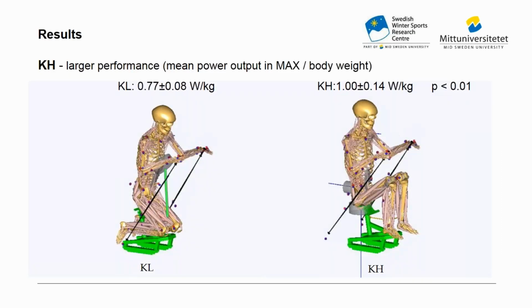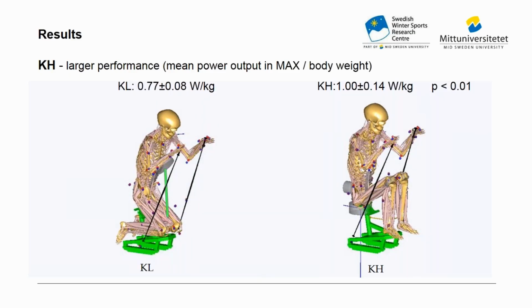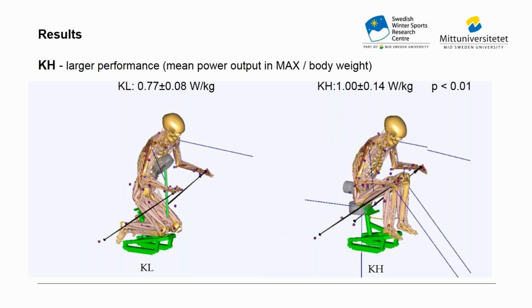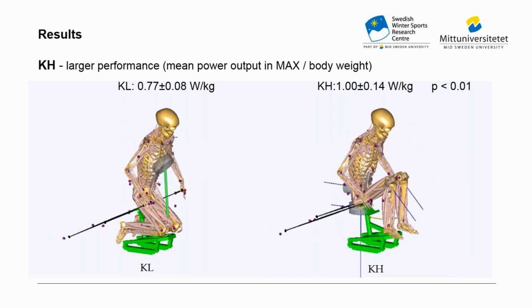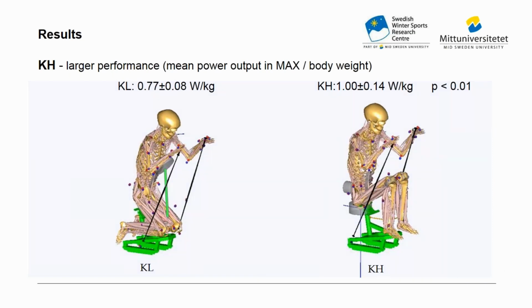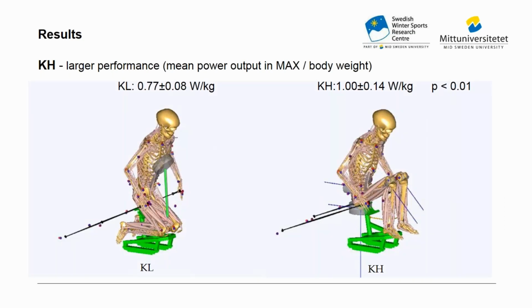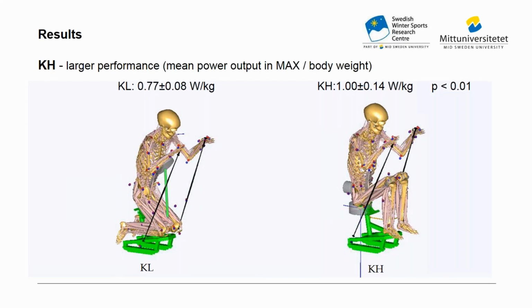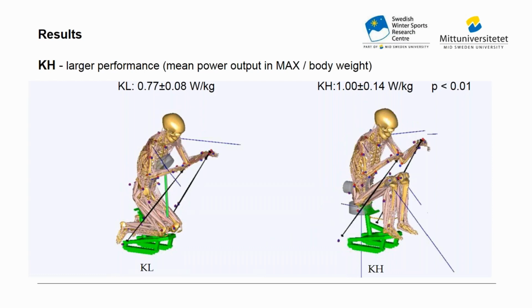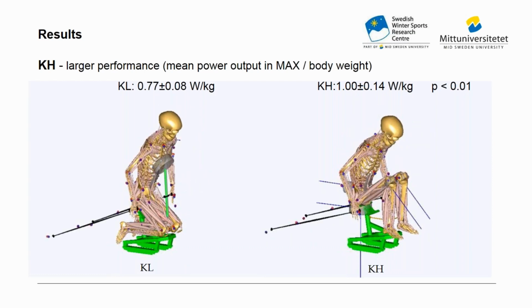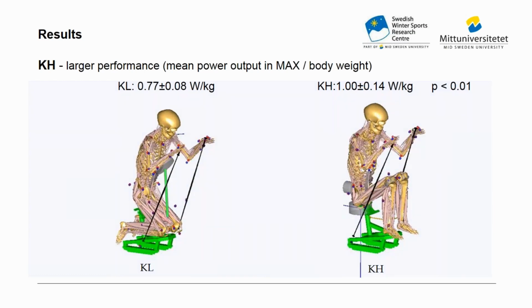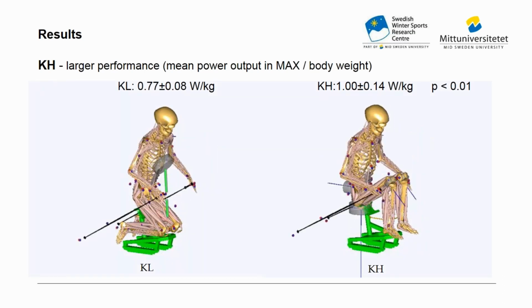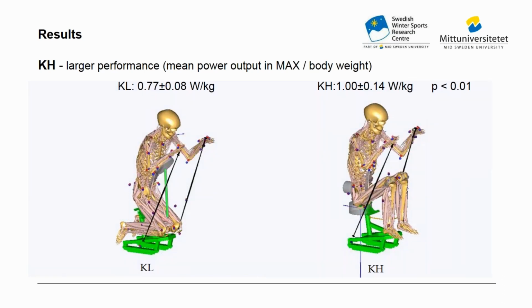So over to the results. The results showed higher performance was achieved in the KH sitting position. And by performance, we here mean the highest power output during the maximal intensity trial, divided by body weight, because in cross-country sit skiing, you have to transport your body around the track. So therefore, we made it in that way. And you can see the numbers up there.